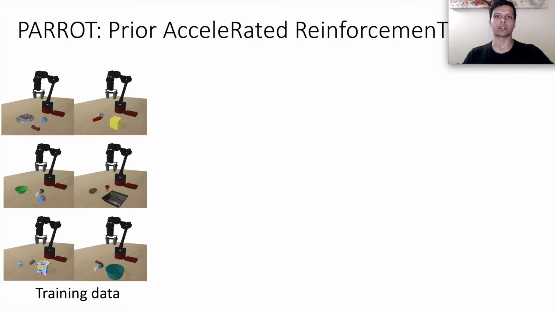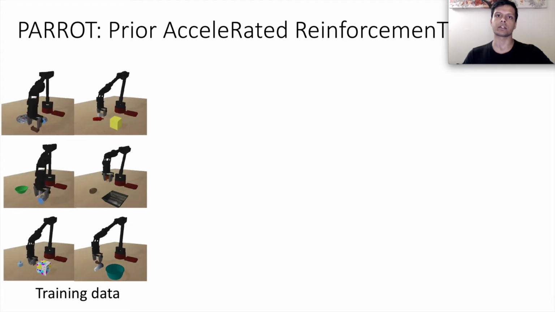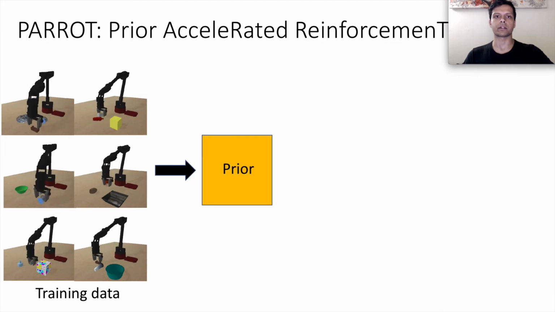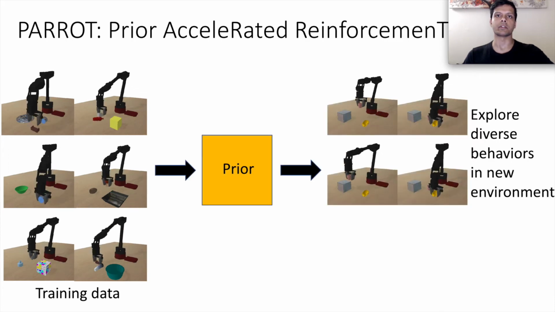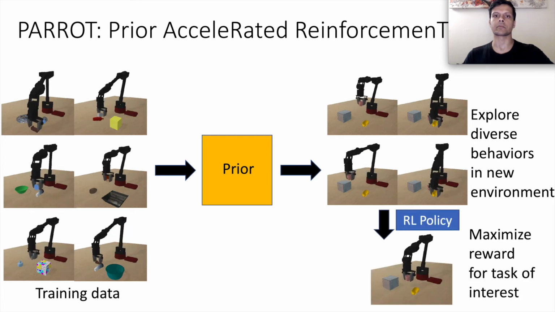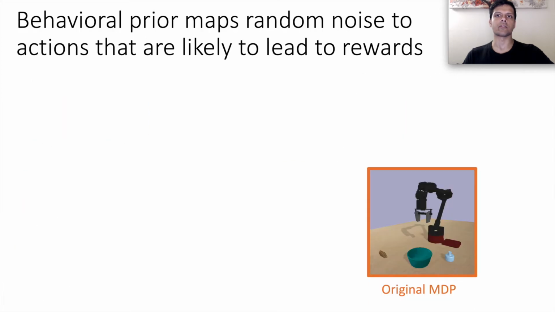Our method, which we call prior accelerated reinforcement, or PARROT, takes as input a large dataset of near optimal trajectories from a diverse range of tasks and learns a prior. Given a new task with previously unseen objects, we use the prior to explore effectively and learn a policy that maximizes the reward. We now describe the mathematical form of the prior.